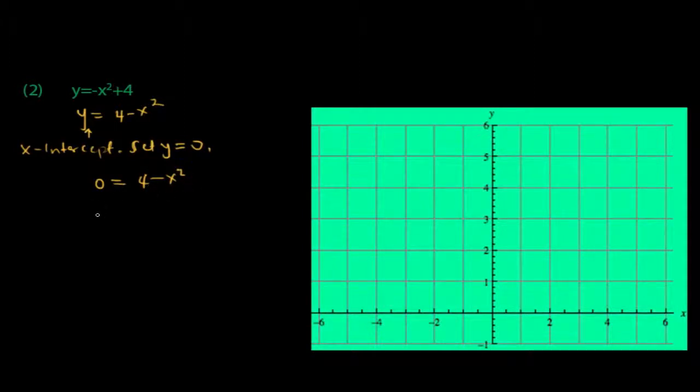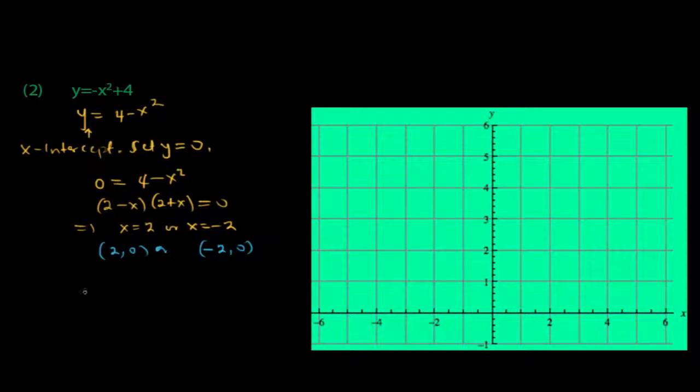When we factorize this, it is going to be 2 minus x times 2 plus x, which is the difference of two squares, equals 0. On solving this, we obtain either x equals 2 or x equals negative 2. So whenever y is 0, x is 2 or negative 2. The first point is 2, 0, and the second point is negative 2, 0.